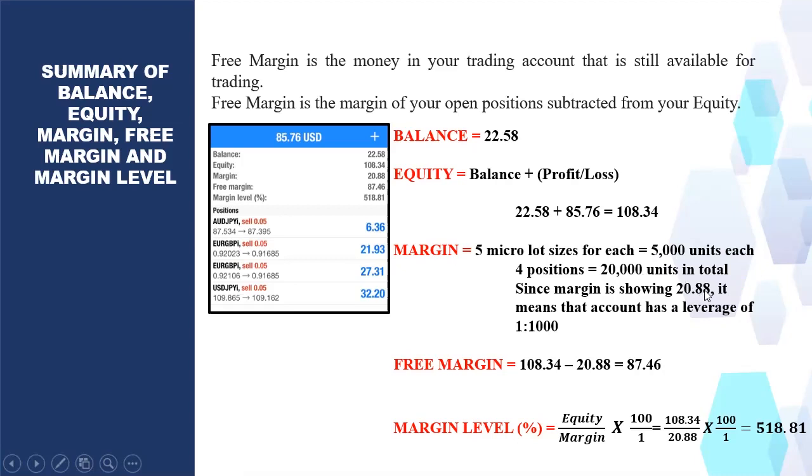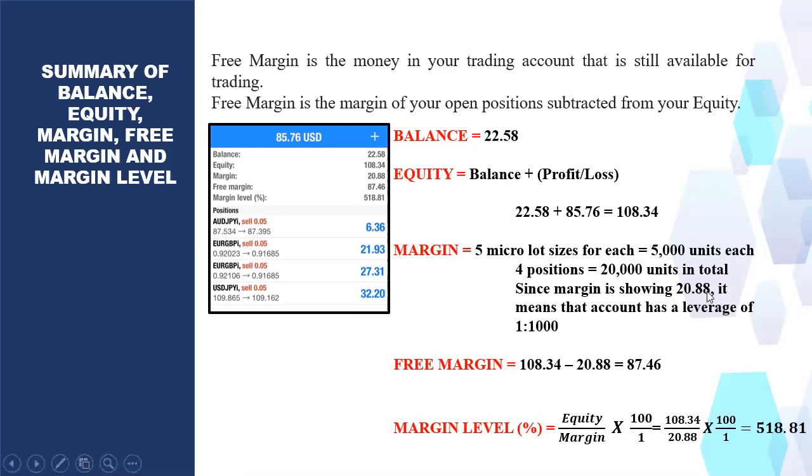You have 20,880. Actually, this 0.88 that you are seeing here is just probably the commission. It's supposed to be maybe 20.00. Do you understand? But maybe the commissions that the broker took from the trader when he was entering the position, the total of them is 0.88. That's why you are seeing this 20.88. Actually, it's supposed to be 20.00.